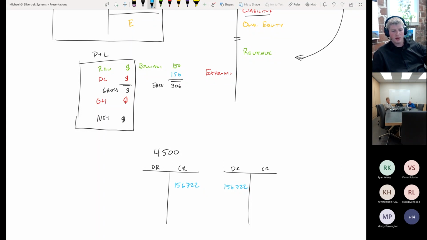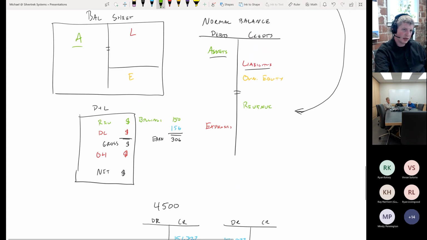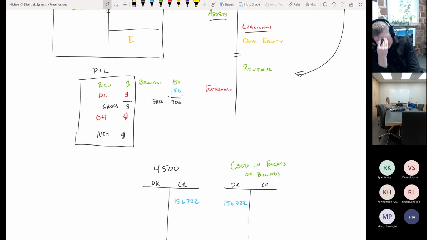Well, it turns out that what we're going to debit is an asset. The other side of this is an asset called cost in excess of billings. Now I can see some of you already scratching your head going, wait a minute here, Michael. So we're underbilled, that's a bad thing. How can we get an asset out of this if it's a bad thing? Well, it is a bad thing because you always want to bill. You want that to be cash in the bank as soon as possible. And so from a project perspective, it is a bad thing.